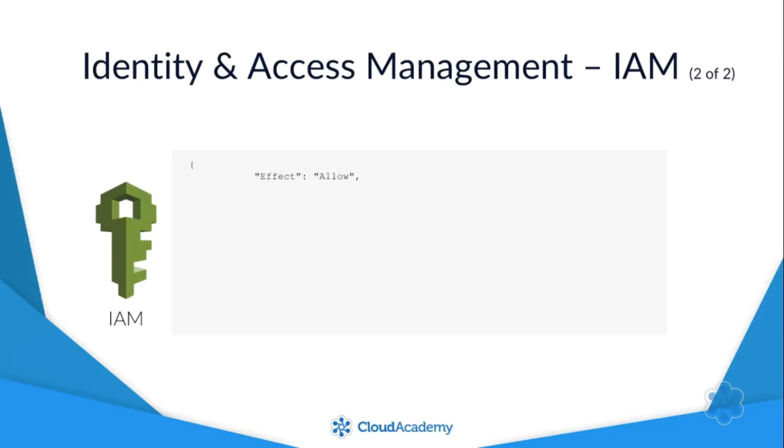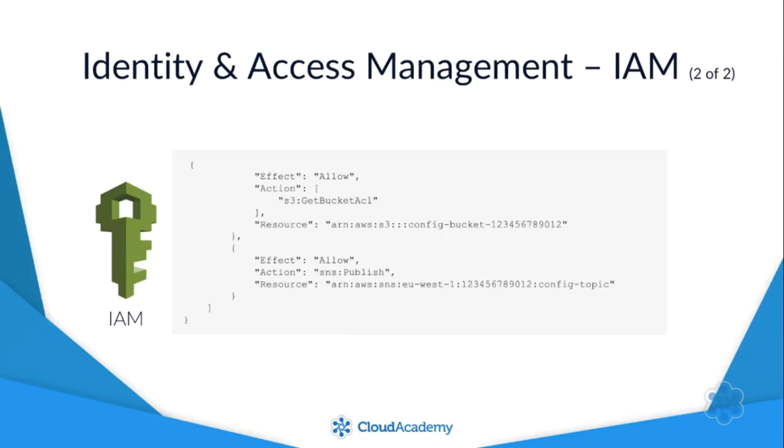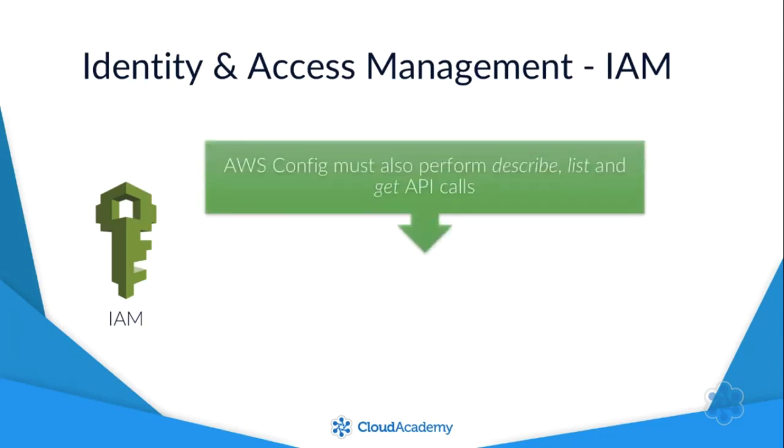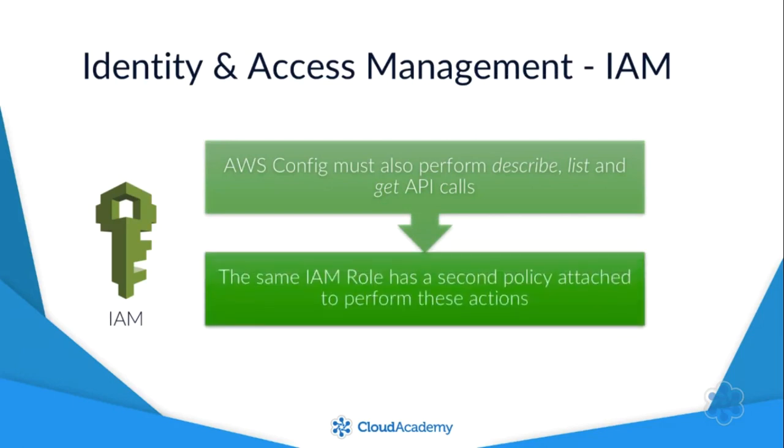In addition to this access, AWS Config must also be able to perform the describe, list, and some get API calls against all supported services within the region. As a result, the same IAM role also has a second policy attached which allows access to perform these actions against those resources.